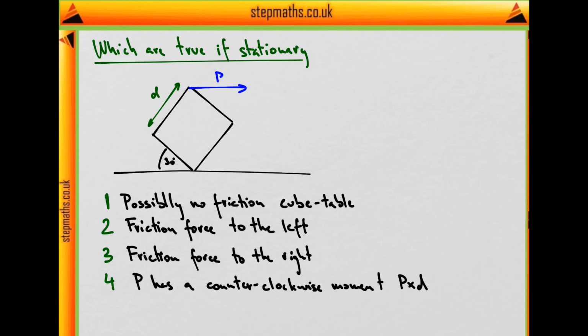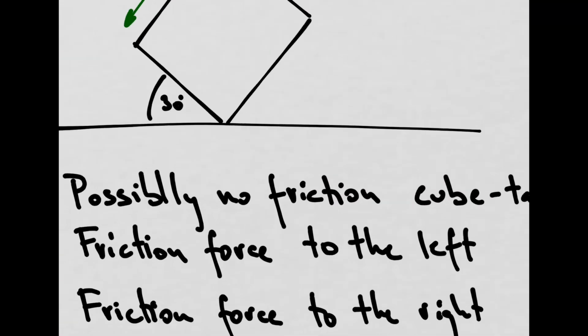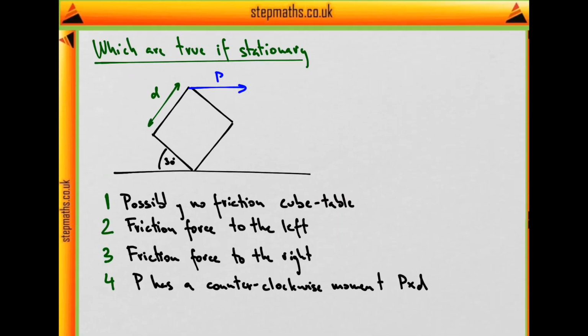We are supposed to decide which of the following four statements will be true. So the first three say that there's possibly no friction between the cube and the table, with one more L that would be necessary, like this. Second says that there must be a friction force acting to the left here. The third one, the opposite, that there must be a friction force to the right. And then the fourth is a bit unrelated, that P actually has a moment of force of magnitude P cross D around the edge.